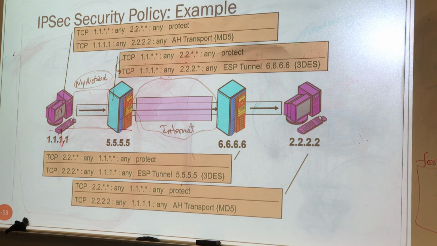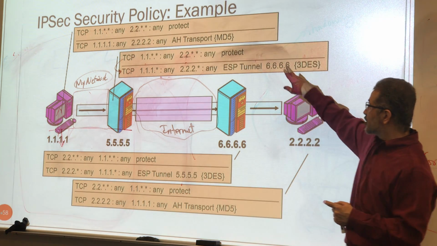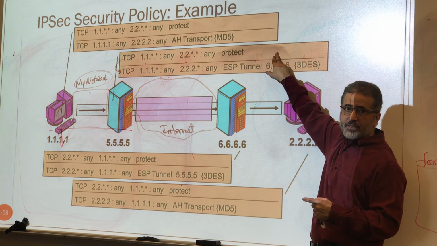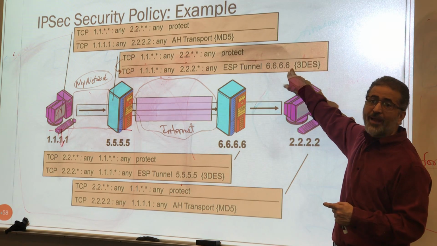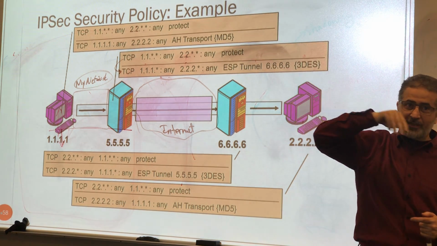Okay, but the important principle here, the important concept for this to work, is that you have to match this access list with protect, and you also have to match the map list. If it's not in the map list, it will fail. We're not going to be protected.